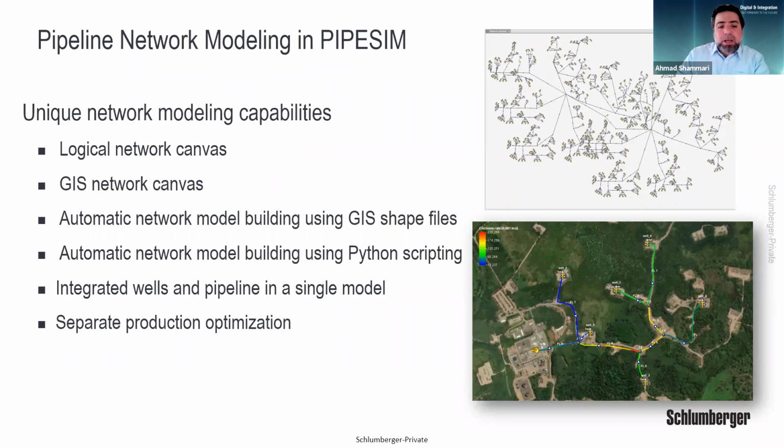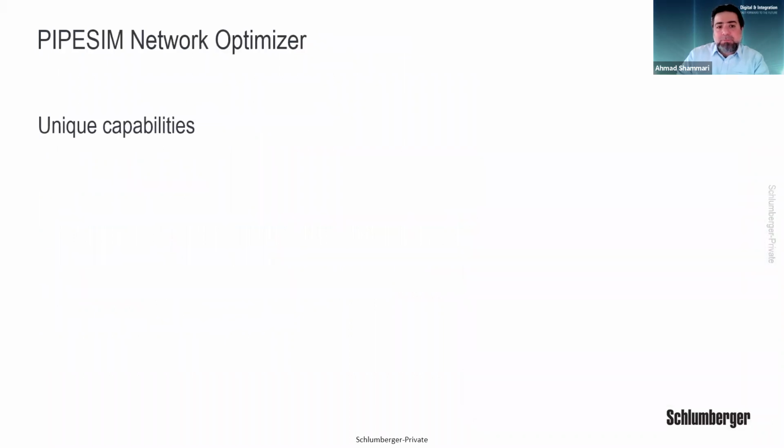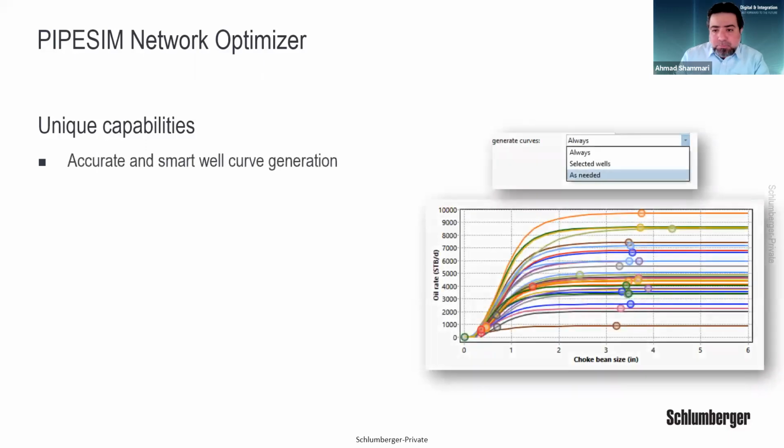So, talking more about the network optimizer in PIPESIM. PIPESIM Network Optimizer also has unique capabilities. Number one, we have what we call accurate and smart well curve generation. Maybe this is a bit advanced for most of the audience here, but let me just quickly describe what we're talking about. For the network optimization, in order for the simulator to find the optimum settings, it actually needs to run maybe 50, 60, or maybe 100 network simulation settings to find the optimum.